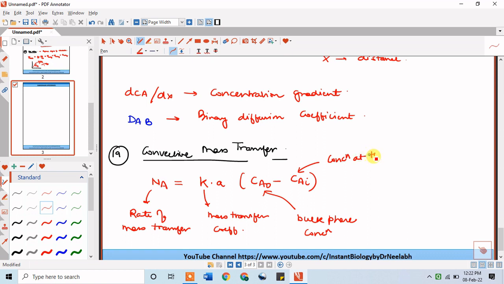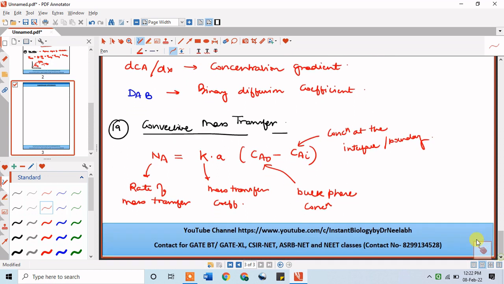Concentration at the interface or boundary. तो this was about convective mass transfer. कन्वेक्शन के थ्रू कैसे मास ट्रांसफ़र हो रहा है, this was about it. तो ये हमने देख लिया.